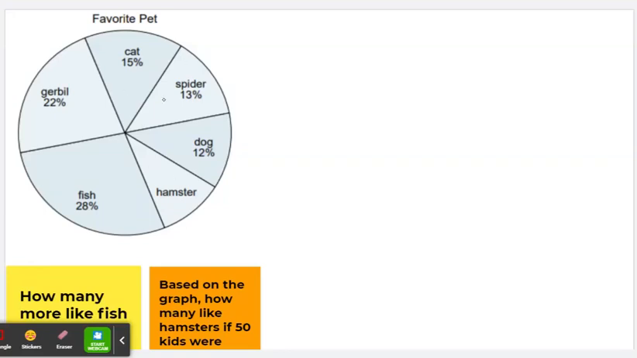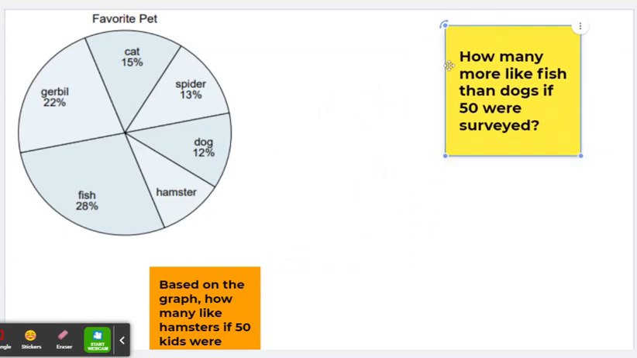In this portion, we're going to be looking at a circle graph and the statements that go with it. The first statement says, how many more like fish than dogs if 50 were surveyed? So if we look at the graph, we're talking about favorite pets. And this statement is asking us to look at fish and dogs.